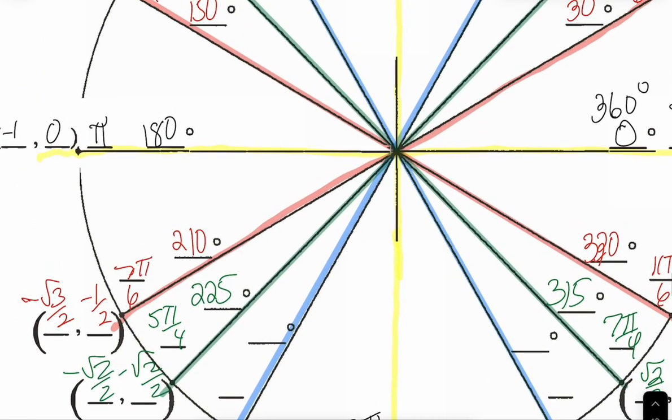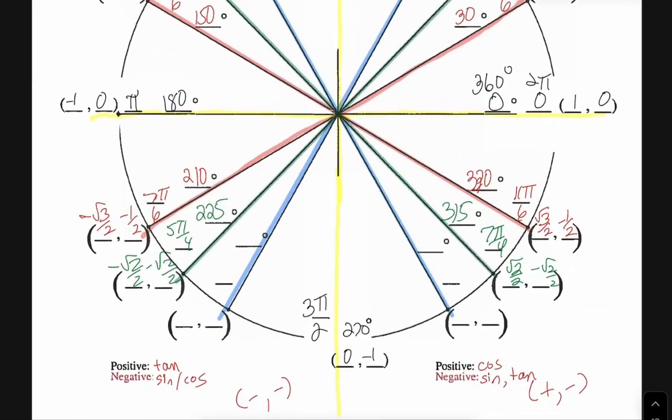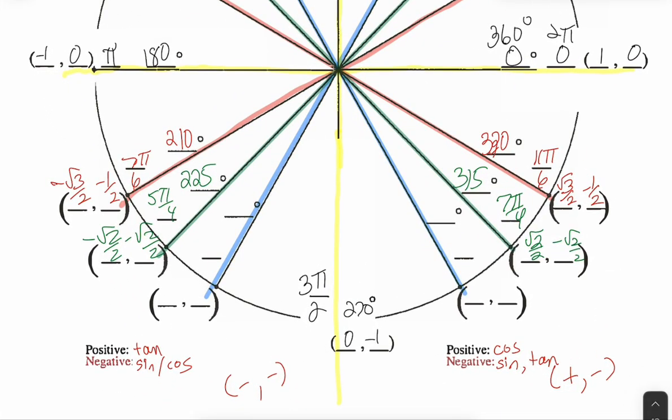Let's go down here. If we take 180 and we add 60 to it, that's 240. Aren't these 15 apart? 60 goes into 240 4 times. That's 4 pi over 3. This point is negative 1/2, negative square root of 3 over 2. That's 240. 4 pi over 3, negative 1/2, negative square root of 3 over 2.